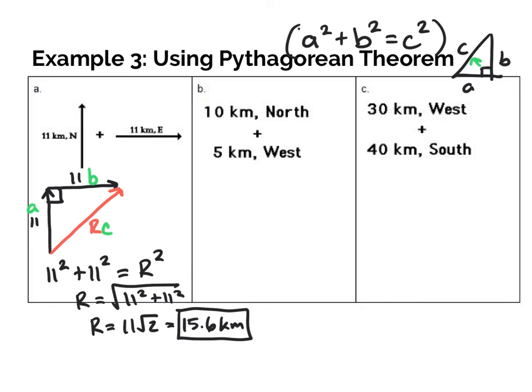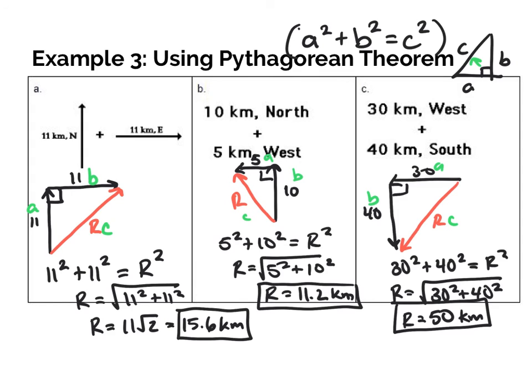All right, so what I want you to do right now is pause the video, and try B and C. Here, instead of a picture, I give you the words, but you might want to try and draw a picture similar to what I did. Draw a right triangle given the components, and see if you can find the magnitude using Pythagorean theorem. So go ahead, pause, give this a shot. All right, taking a look. So for B, you should get 11.2 kilometers, and for C, you should get 50 kilometers.